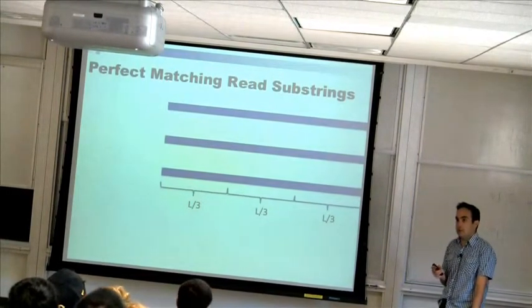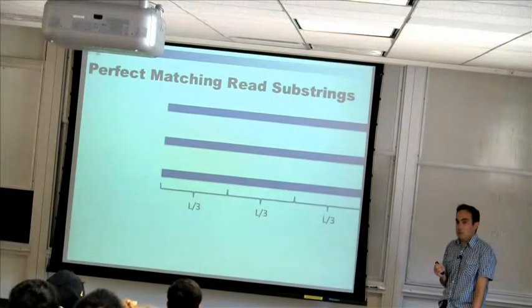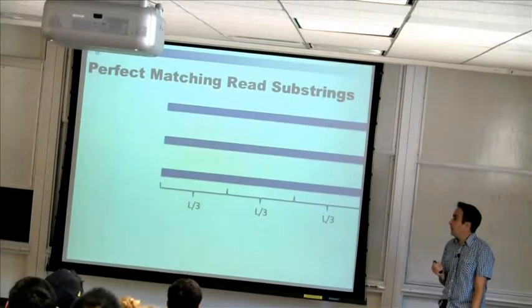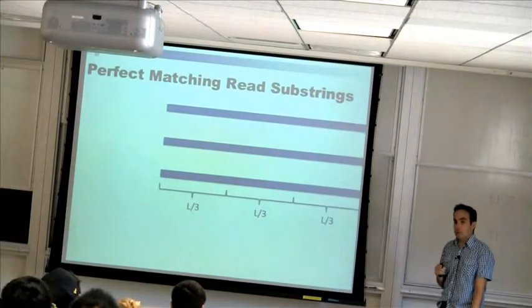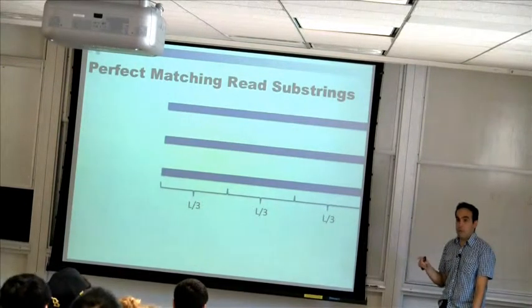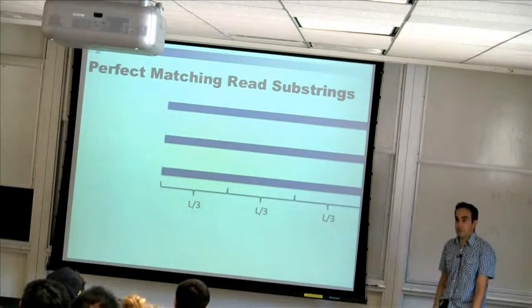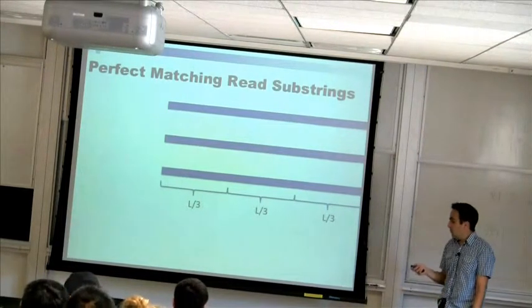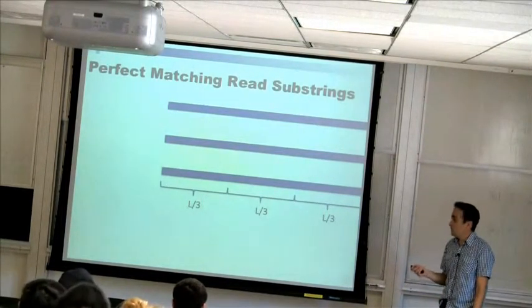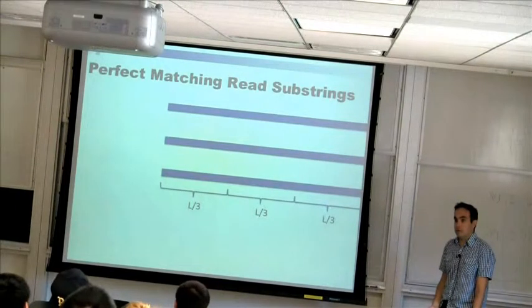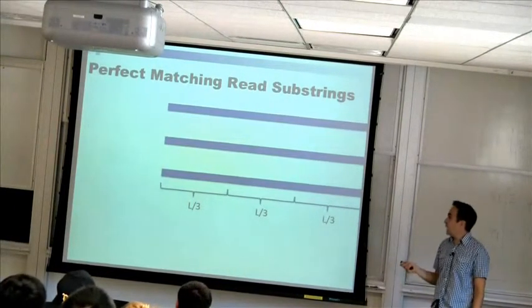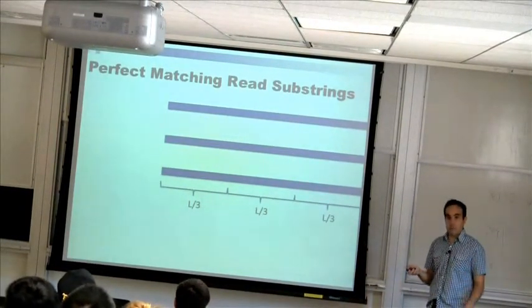So let's say I'm only allowing 2 mismatches. What I do is split my read into d plus 1, in this case 3, equal parts. So what's going to happen? Where can the mismatches go? They have to be somewhere in the read, right?